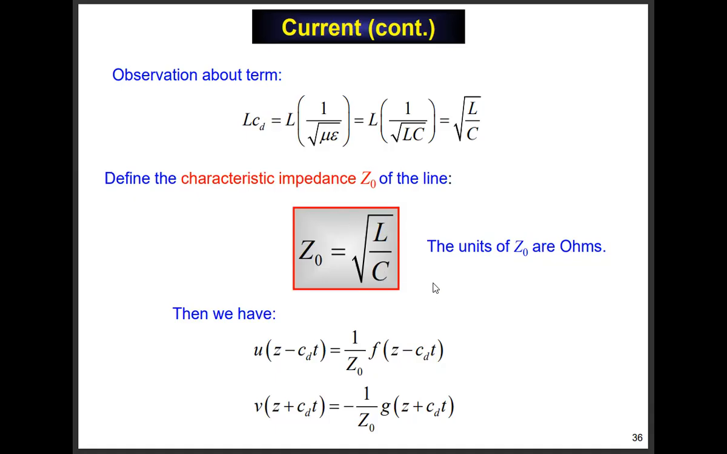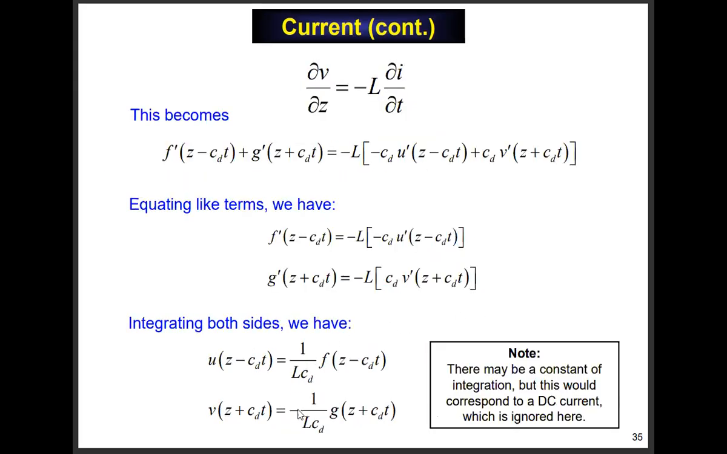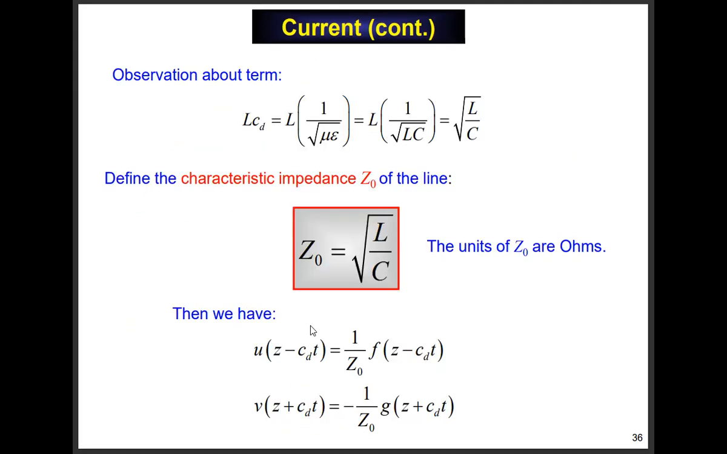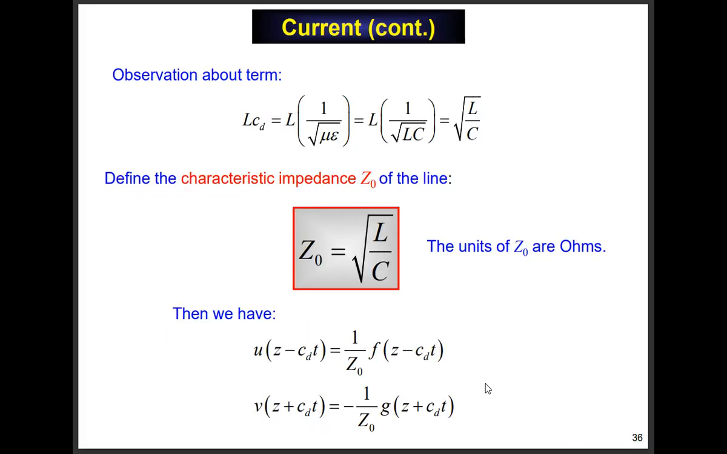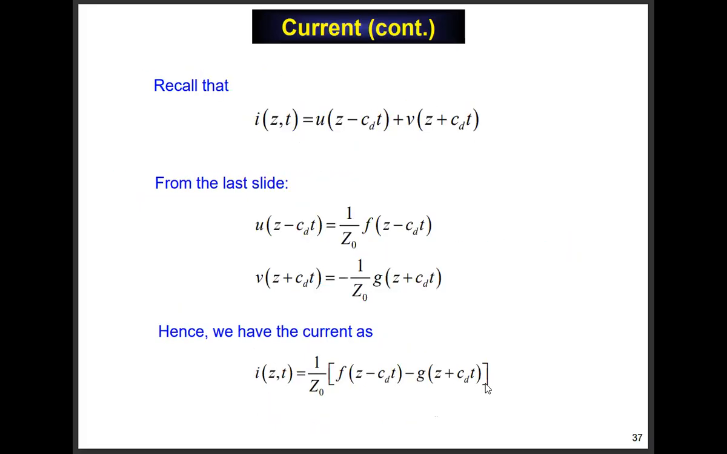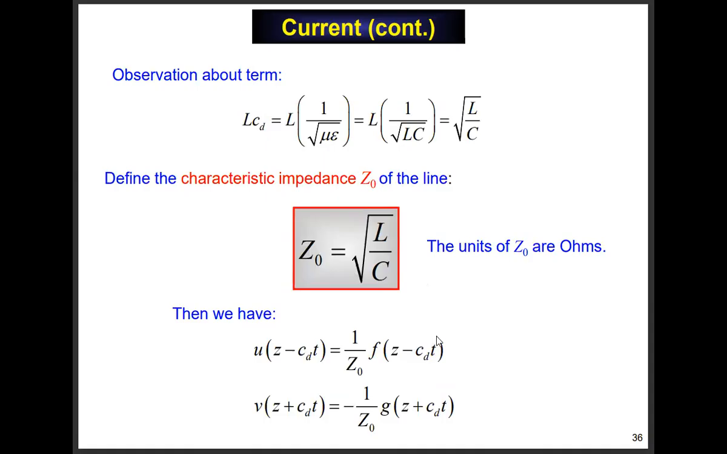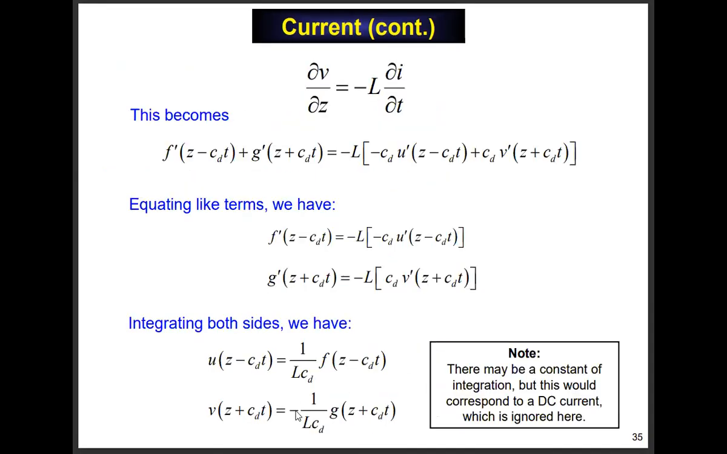Now remember, let me remind you that right now I'm doing a lossless line. There is no R and G, so it's only L and C. So Z0 is the square root of L over C. Okay, so that's these two constants right here. So putting that together, here's the U function and here's the V function now written in terms of Z0. Okay. Now, proceeding on, here's the current function. And now the U and V are the same as the F and G, but divided by Z0. Okay. Now, notice that there's a minus sign here.